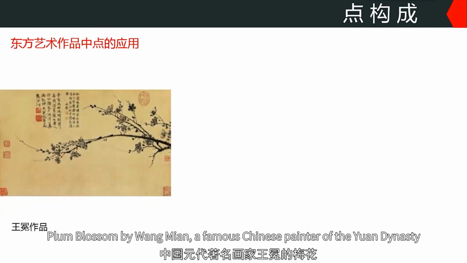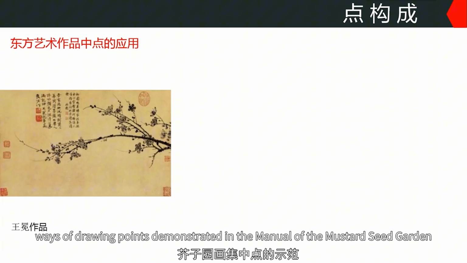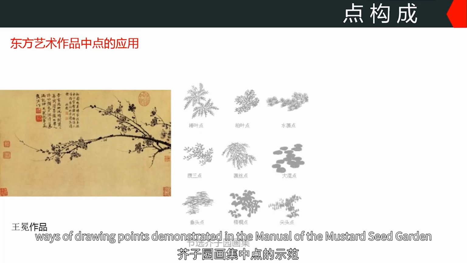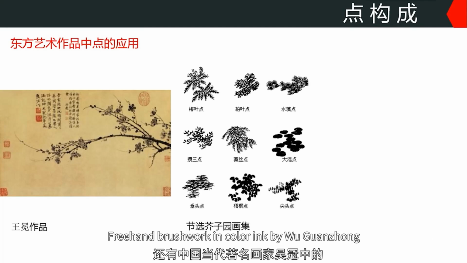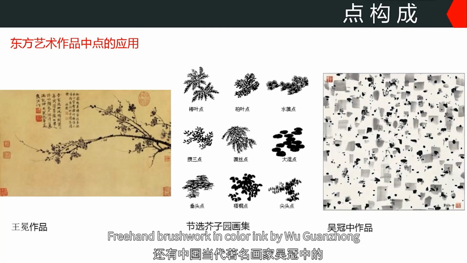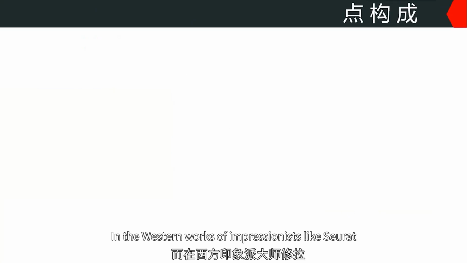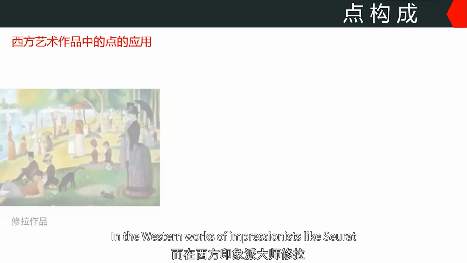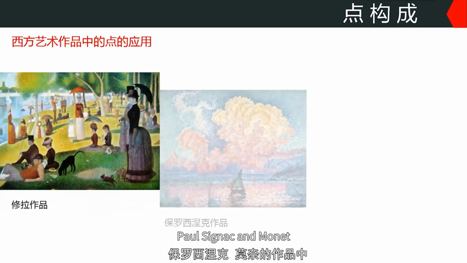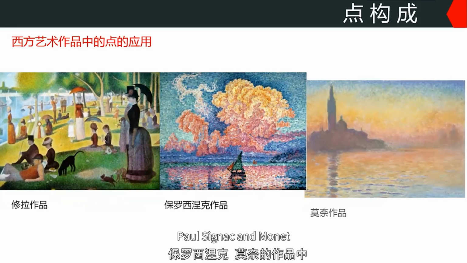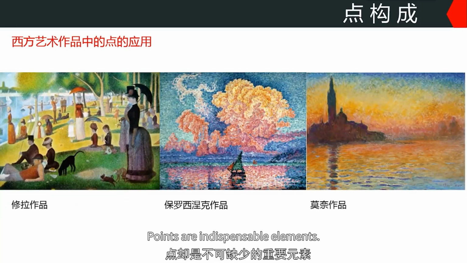In Eastern perceptual art, works like Plum Blossom by Wang Mian, a famous Chinese painter of the Yuan dynasty, ways of drawing points demonstrated in the manual of the Mustard Seed Garden, freehand brushwork in color ink by Wu Guanzhong, all show the existence of points. In the Western works of Impressionists like Seurat, Paul Signac, and Monet, points are indispensable elements.